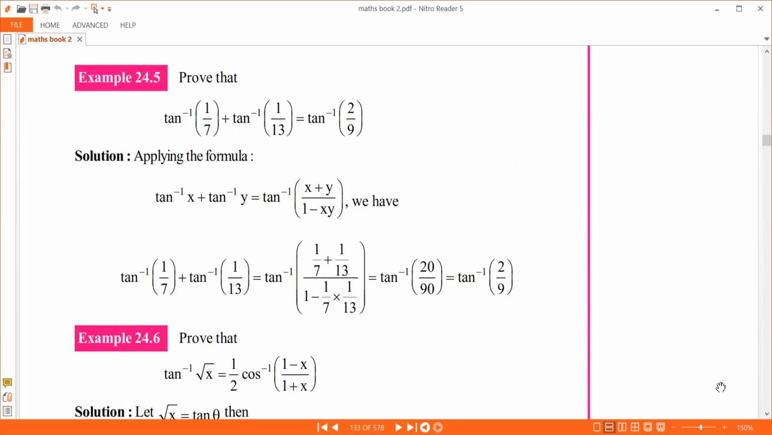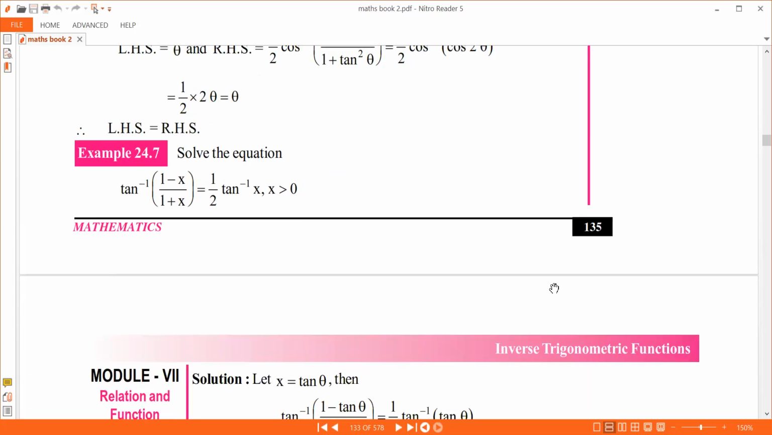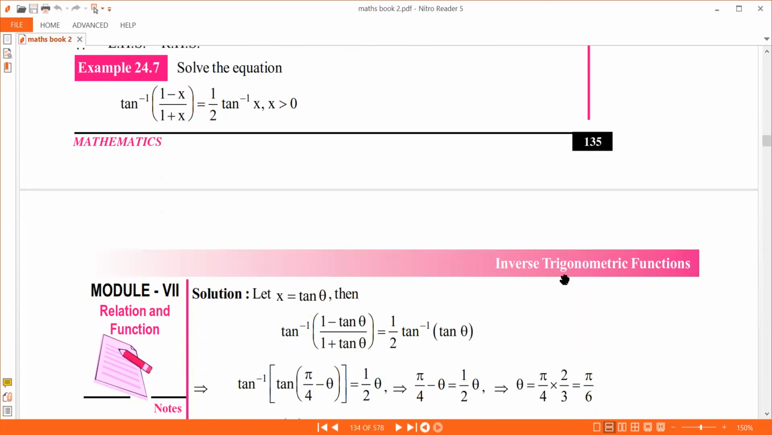Now the next one. Solve the equation: tan inverse of (1 minus x) by (1 plus x) is half tan inverse x. Find x such that tan inverse of (1 minus x) by (1 plus x) is half tan inverse of x. So you have to solve this equation.